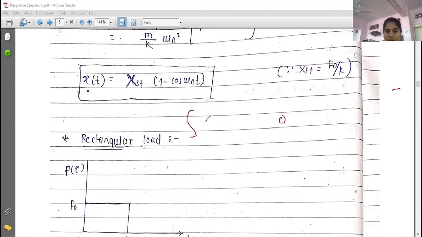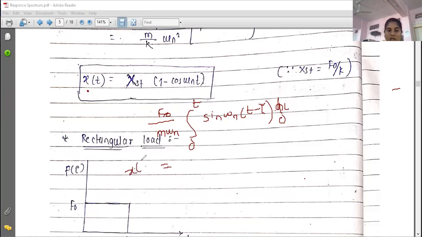So that is the integration. You can see that at time t0, that f naught upon m omega n is here, dot sine of omega n into bracket t minus tau, and we have to take the integration with respect to d tau. That integration we have to solve.